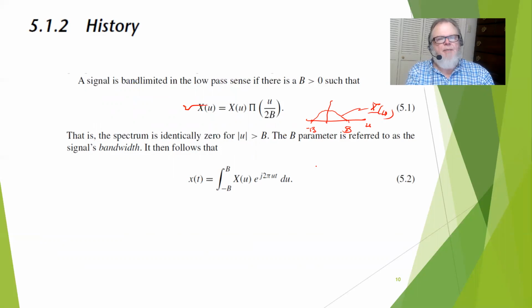Outside of the band, the value is equal to 0. Therefore, we only have to talk about the values of the function between minus B and B. This can be thought of as taking the original function and multiplying it by a rectangle function. We multiply it by a rectangle function, and we get the same thing. So this is the Pi of u over 2B, if you will.